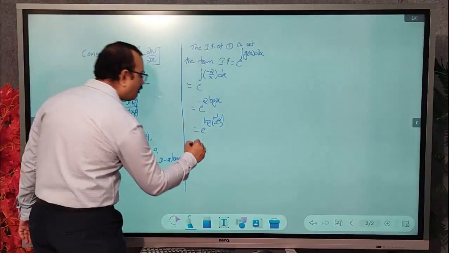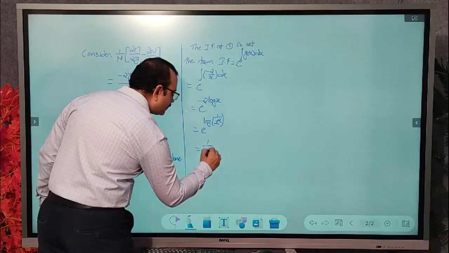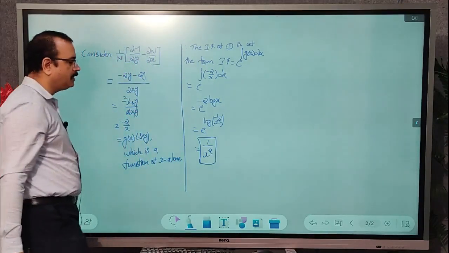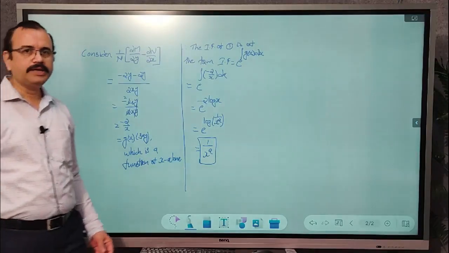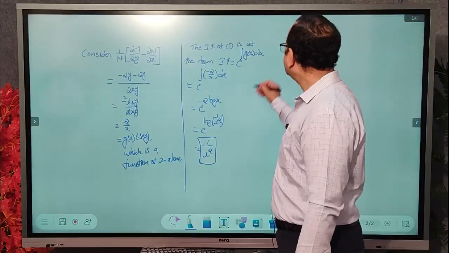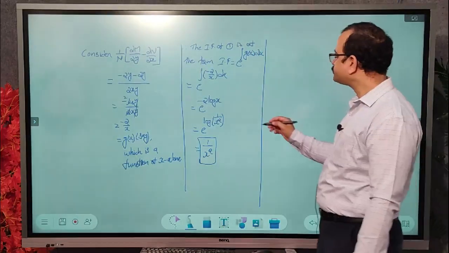So e power log of 1 by x square means 1 by x square. Therefore the integrating factor of the DE is nothing but 1 by x square. Now we just multiply the DE with this integrating factor and we will observe what will happen.